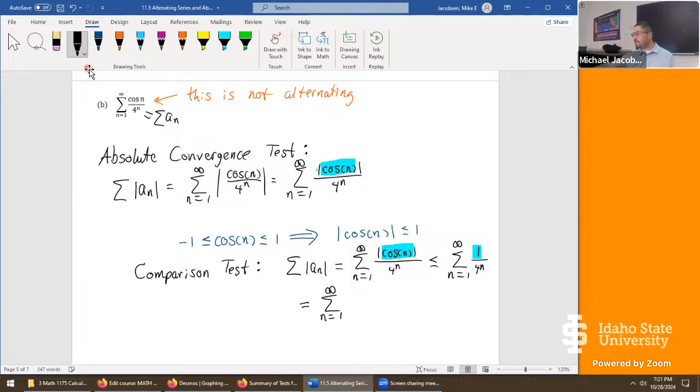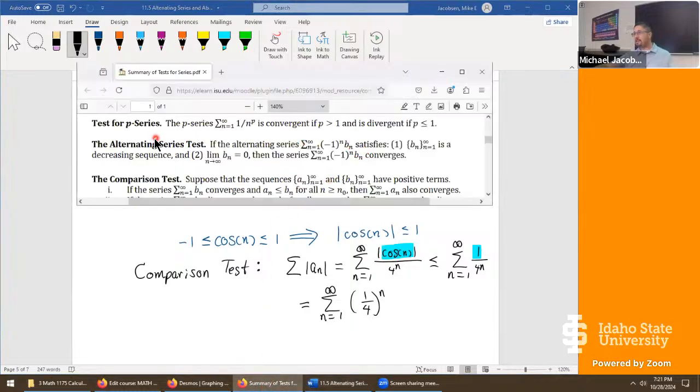We're going from 1 to infinity. And you could put a power n on 1, so it's 1 to the nth power. So the whole thing becomes 1 over 4 to the nth power. This just helps us out with convergence or divergence. So when we're looking at the summary of tests, P-series is kind of similar here, except that in P-series, you want larger than 1 for convergence.